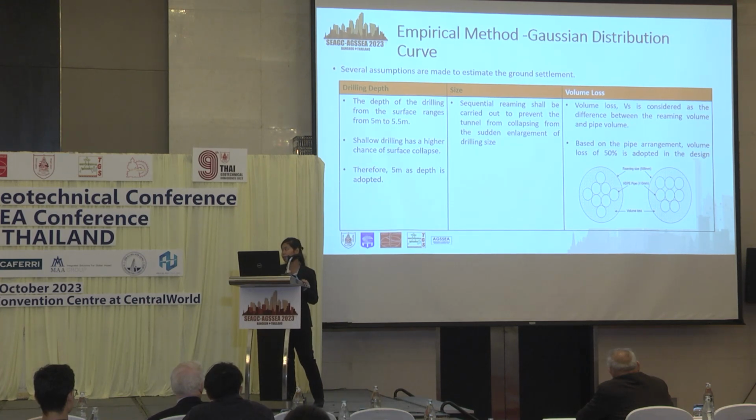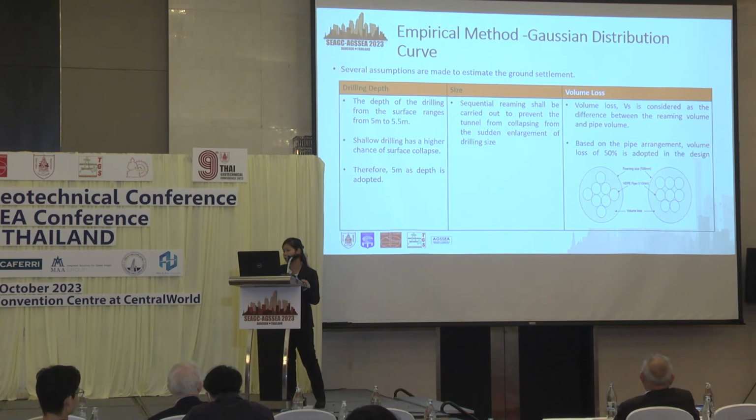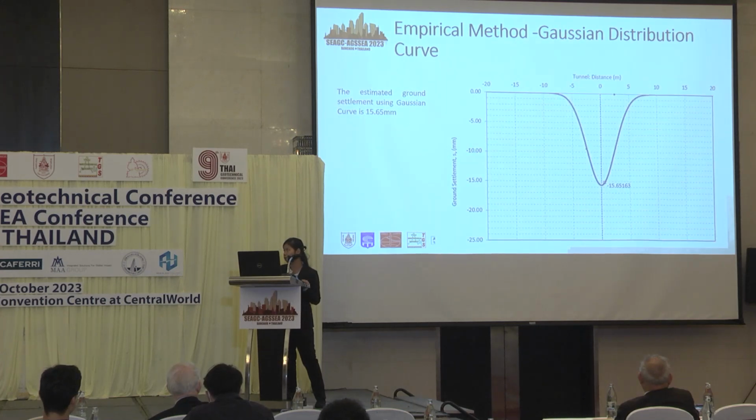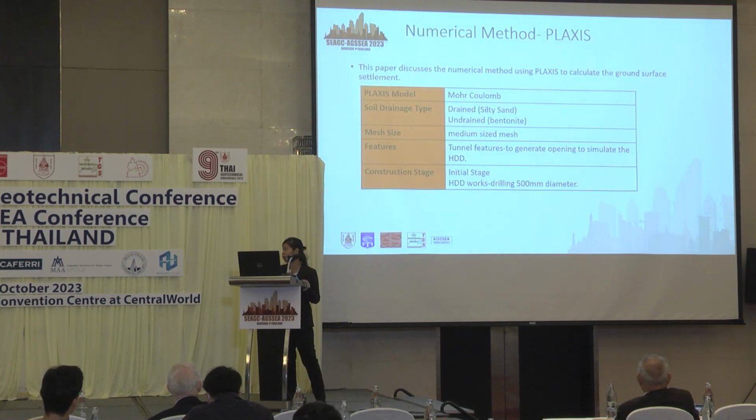For the size, the reaming shall be carried out in sequence. This is to prevent the tunnel from collapsing due to the sudden enlargement of the pipe. The volume loss is actually the difference between the reaming size and the pipe volume. The illustration shows the possible type of arrangement for the 8 HDPE pipes. Based on this illustration, the volume loss is about 50%, so we are using 50% as our volume loss. Based on the assumptions and the formula, the calculated ground settlement using this Gaussian curve is 15.65 mm.